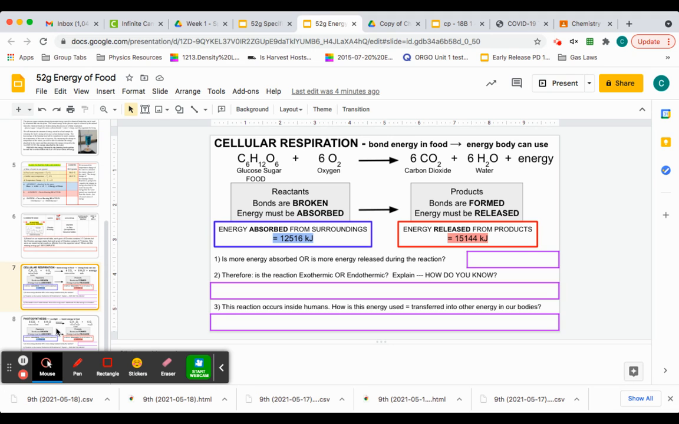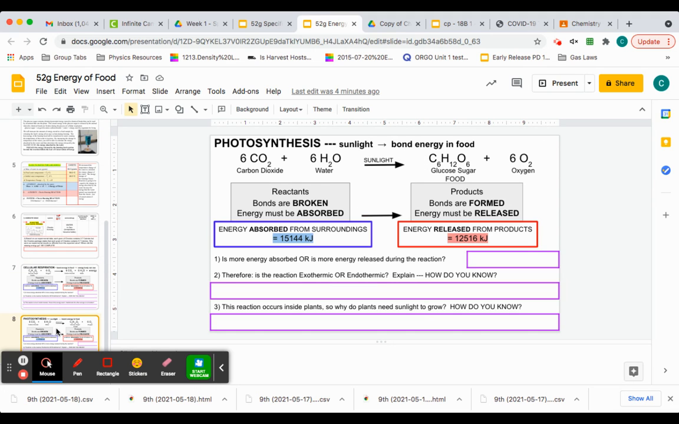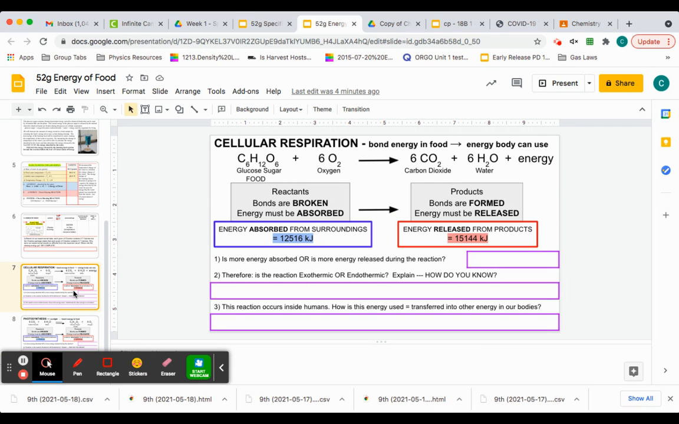All right. Last 2 here. We have last 2 slides. So cellular respiration and then photosynthesis. I'm going to do the one with cellular respiration, and then you guys will do the photosynthesis one. So basically what we have is a reaction going on here. This is the bond energy in food, and then it reacts to the energy that the body can use. So basically what happens in the reactants, our bonds are broken, so energy must be absorbed, and then in the products, bonds are formed, and so energy must be released. So energy absorbed from the surroundings is this number, 12,516. And then the energy released from the products is 15,144.